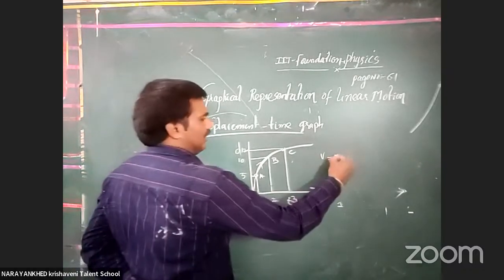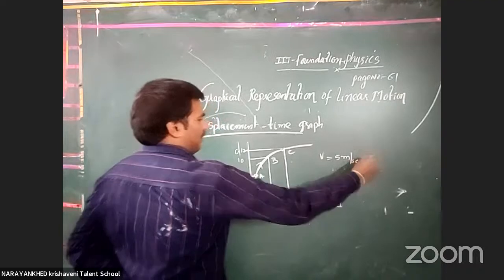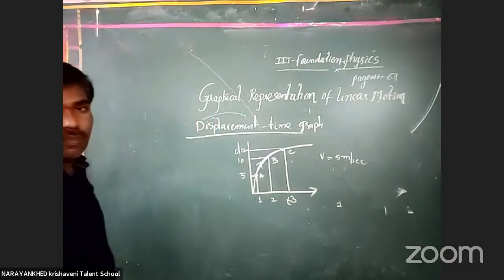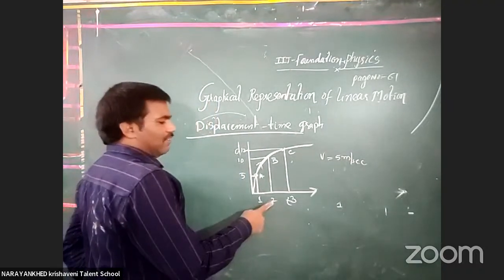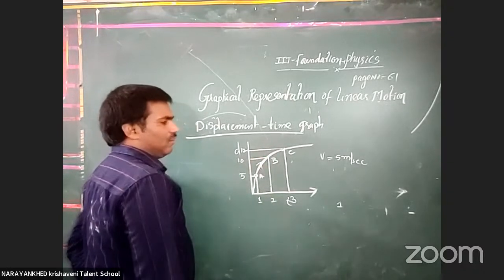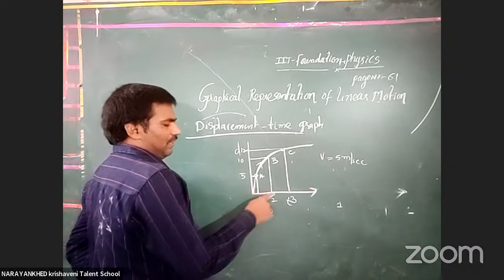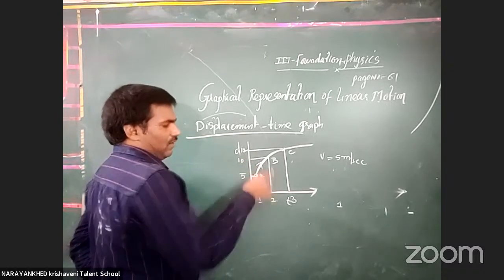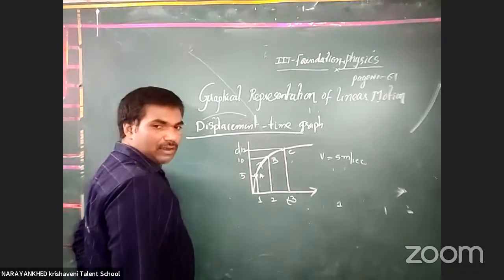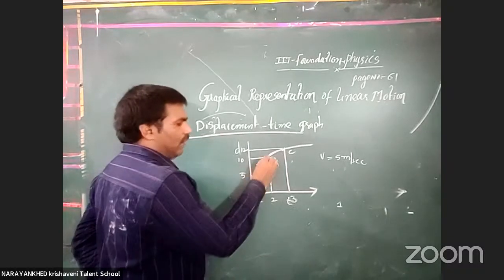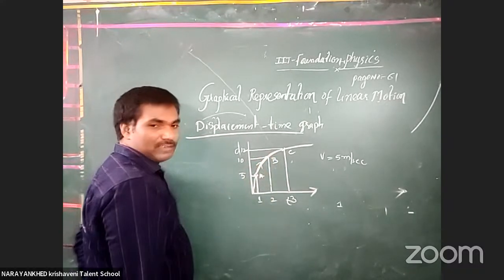Velocity at point A is 5 meters per second. Clear or not, all of you? As well as velocity at B, it is taken as some value B. Clear or not, all of you? From A to B, what is the velocity here?